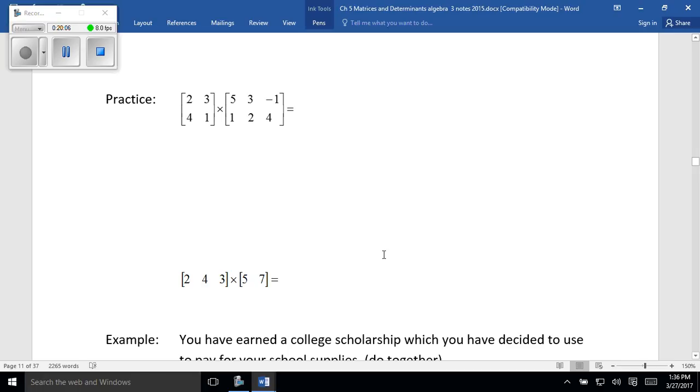Can you do it? Yes, how big is it going to be? 2 by 3. Is that bottom one not possible? Yes, you're correct. Because it's a 1 by 3 and a 1 by 2. Do they match? No, no solution.